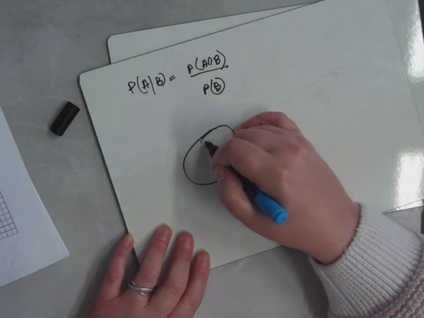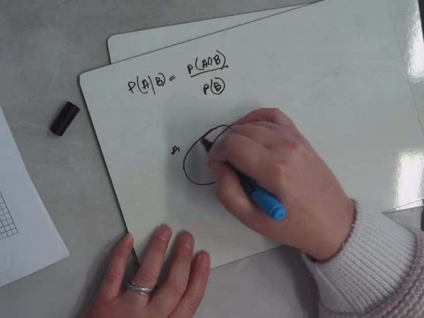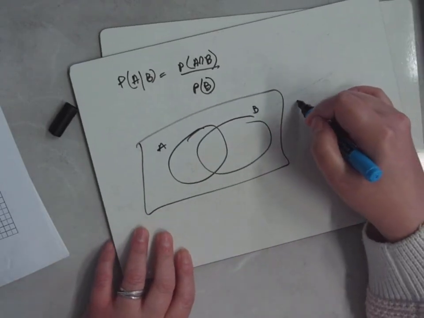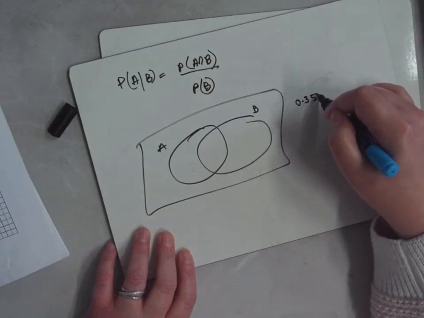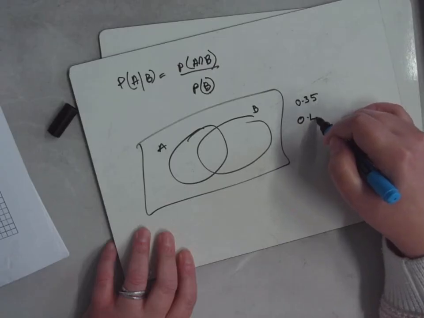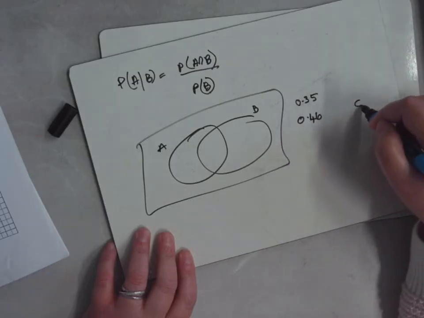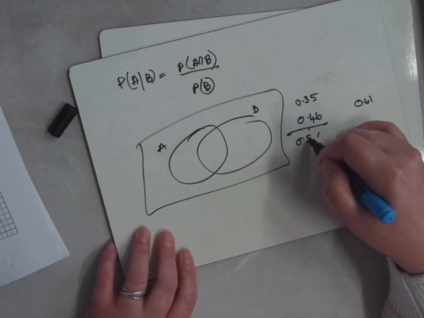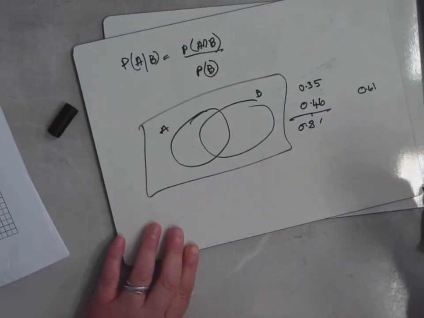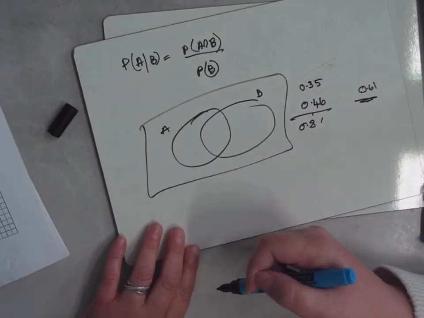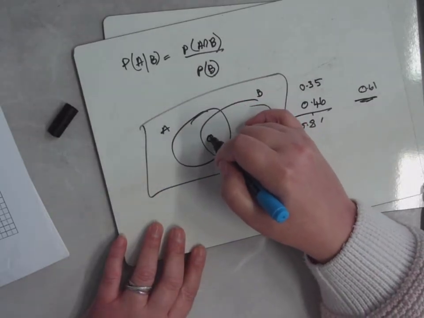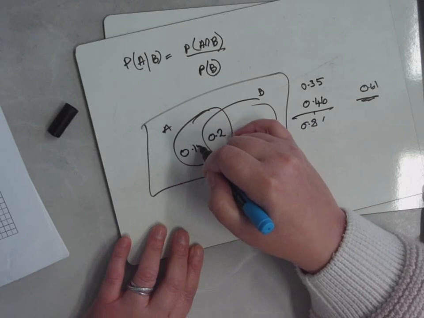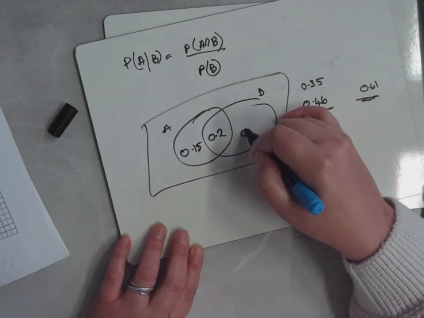So let's do our Venn diagram and see what they tell us. A, B, and the outside. They tell me the probability of A is 0.35, the probability of B is 0.46, and the probability of A union B is 0.61. When you add those up, you get 0.81. So how much too much have you? It's only supposed to be 0.61. So 0.2 too much, so there must be 0.2 on the overlap. That leaves 0.15 for A, so it adds up to 0.35, and 0.26 for B.